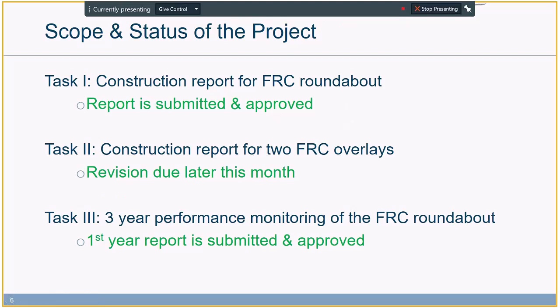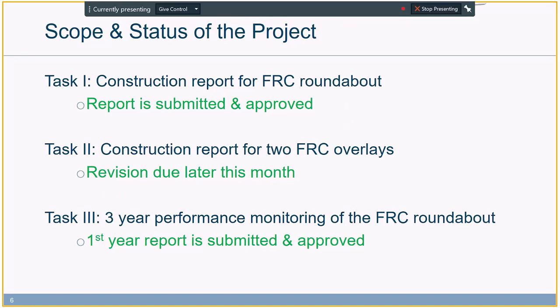So the scope of the project that CP Tech Center is involved in has 3 tasks. We started working on these tasks in early July 2019. The first task was to develop a construction report for the FRC roundabout. For this, we needed to go over all the construction documents, review all the photos, interview all the engaged parties, gather all the available test data, and develop a report that's going to be usable for both the NRRA team members and anybody else that's going to be interested in this type of project. This report is submitted and approved.